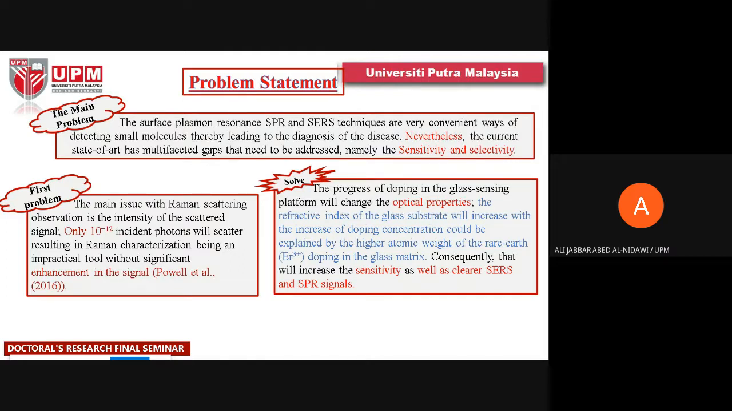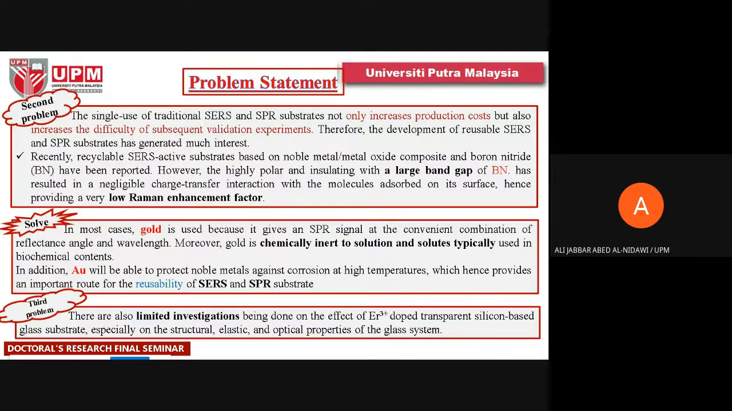To solve this problem, doping in the glass sensing platform will change the optical properties by changing the refractive index. Consequently, that will increase the sensitivity as well as give a clearer surface enhanced Raman spectroscopy and surface plasmon resonance signal. The single use of traditional surface enhanced Raman spectroscopy and surface plasmon resonance substrates not only increases the production cost, but also increases the difficulty of the subsequent validation experiments.